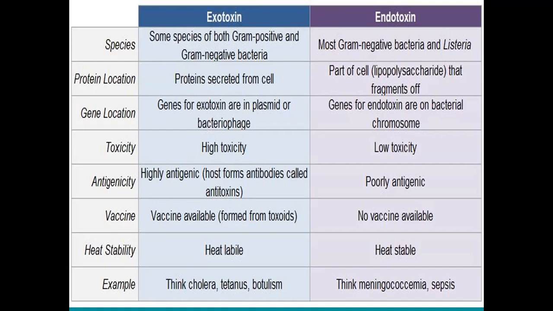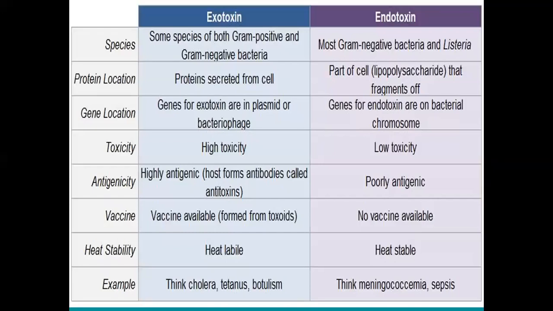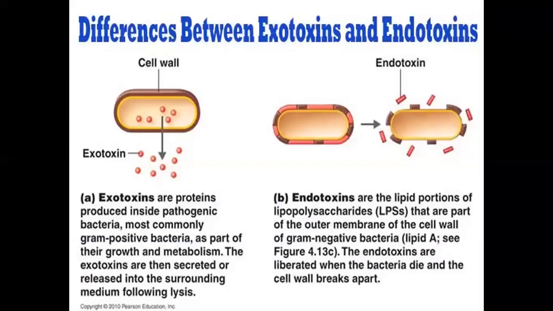highly antigenic, host forms antibodies. They are not antigenic basically. They go into blood circulation. Vaccines are available because you have got toxoid. There's no vaccine for gram negative, especially. You can think of cholera, tetanus, and everything has toxins. Sepsis, meningococcus, pneumococcus are all gram negative. I think this is clear to all of you.